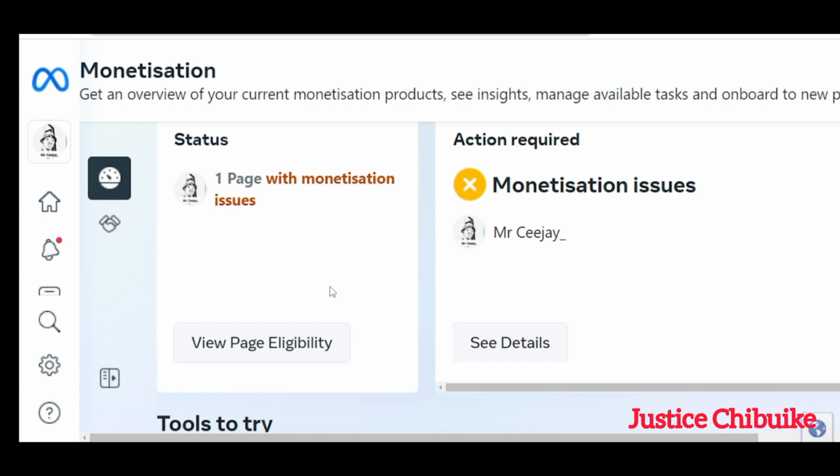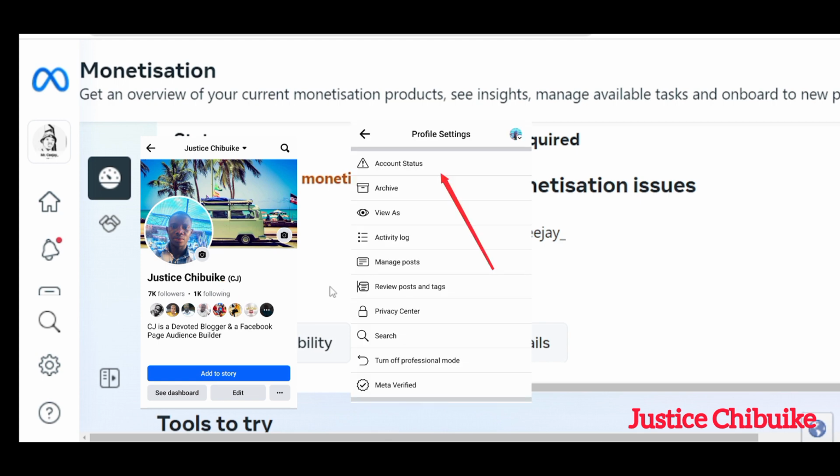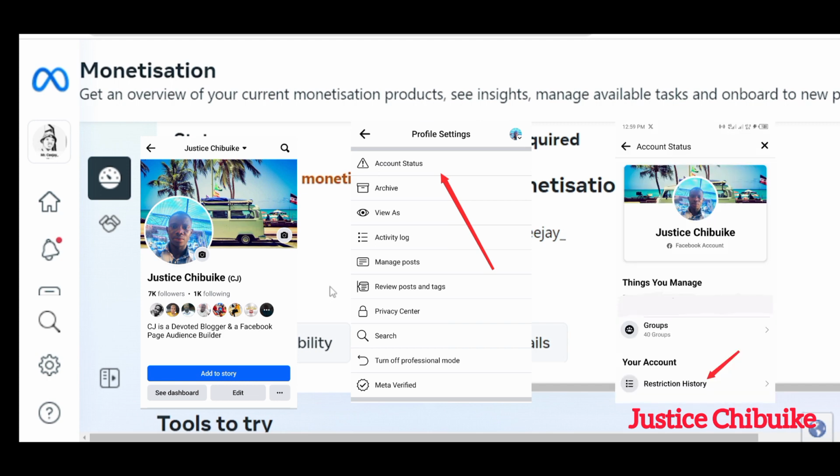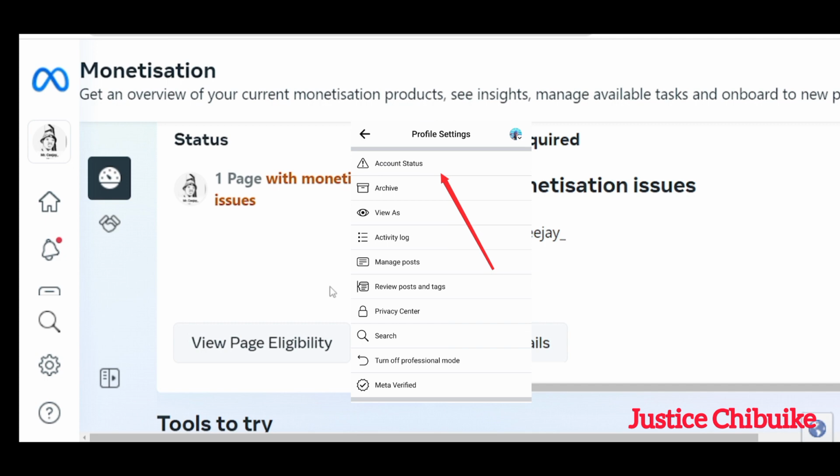To find the account status of all the admins on your page, simply go to your profile, click on the three dots that appear on your profile, that's the personal profile, not the page. Click on account status and click on restriction history. If the person has violated Facebook guidelines multiple times, you are going to see their restriction history. And the first thing to do is to remove that particular admin from the page.